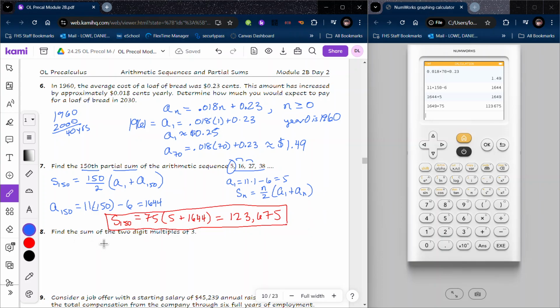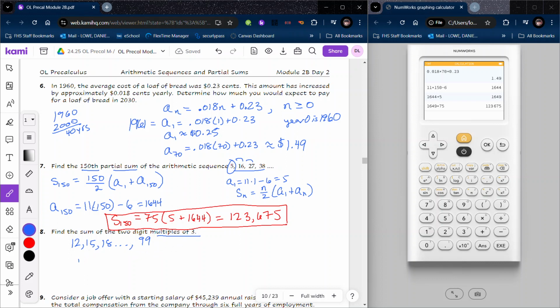Okay, what if I want to find the sum of two-digit multiples of 3? What's going to be my first two-digit multiple of 3? It's going to be 12. What's my next one? 15. My next one, 18. And I'm going to go on and on until I get to 99, which will be my last multiple of 3.